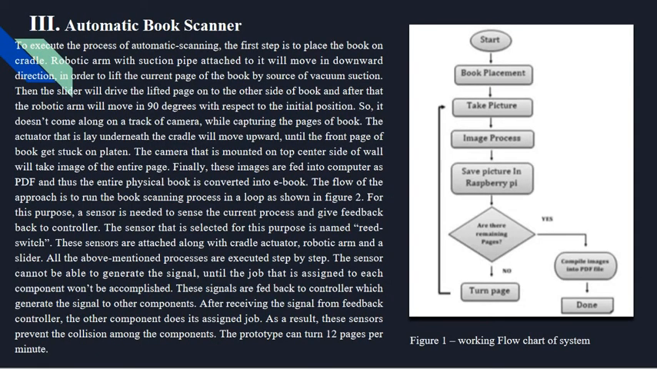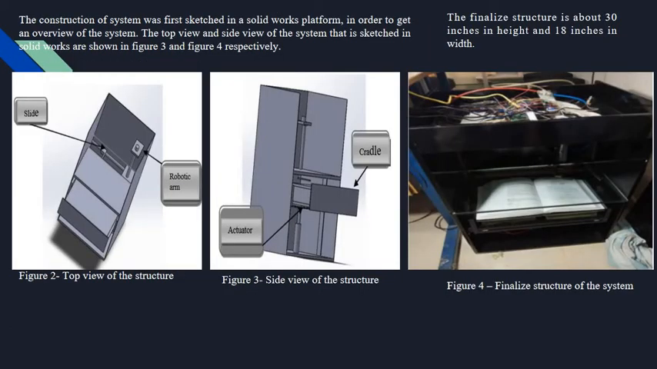In the third paper, automatic book scanner, they have shown the working flow chart of the system. First, the book is placed on the cradle, then the camera captures the picture, the image is processed, then the Raspberry Pi saves the picture of the page into a folder in PDF format. We have taken most of the mechanism from this paper. They have shown the top view and side view of the structure.